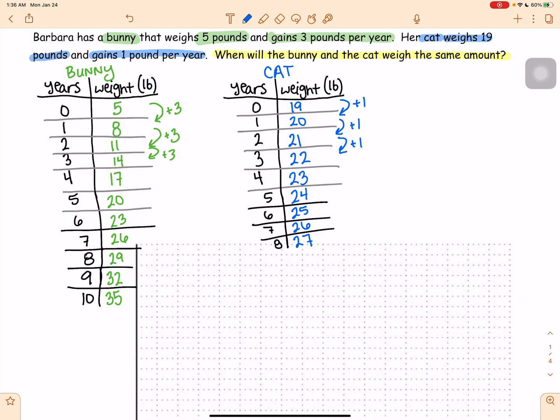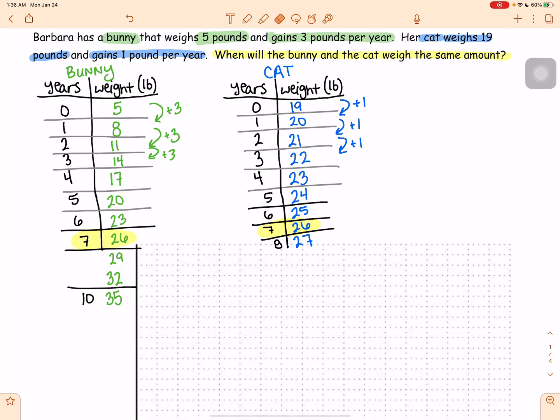So now you want to compare the data. Is there a year on here where they are the exact same weight at the same year? And there is. I see at 7 years, the bunny weighs 26 pounds, and at 7 years, the cat weighs 26 pounds. So after 7 years, they will weigh the exact same amount.